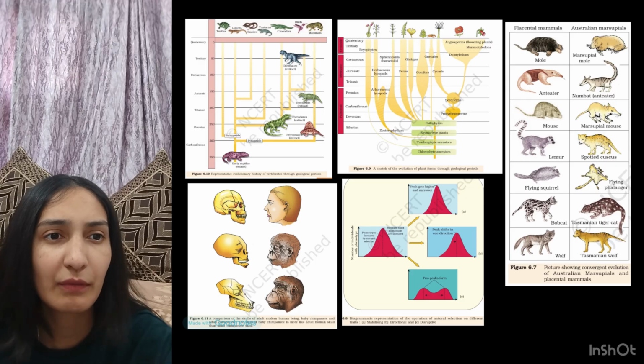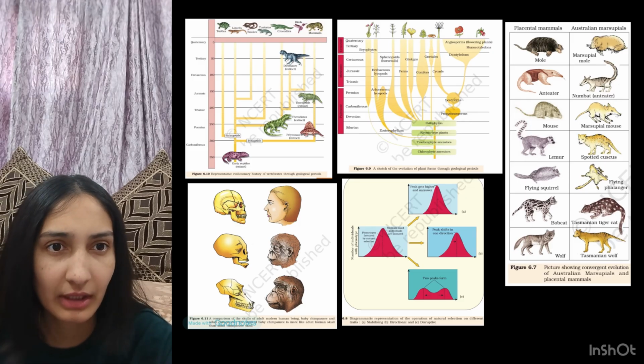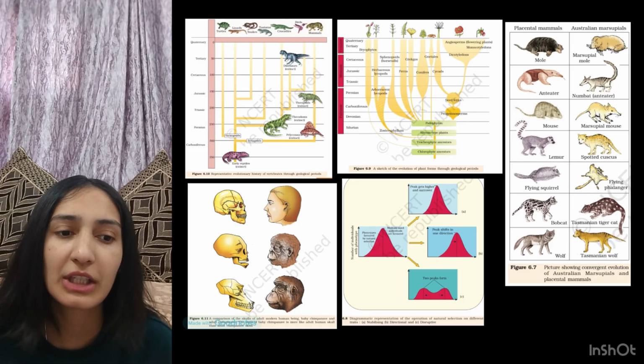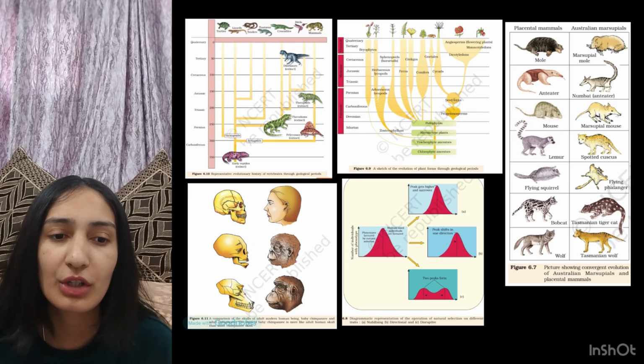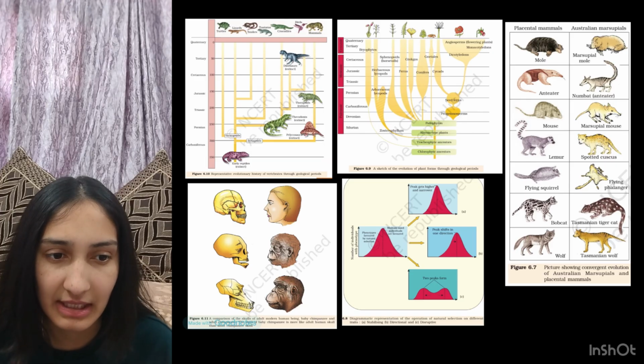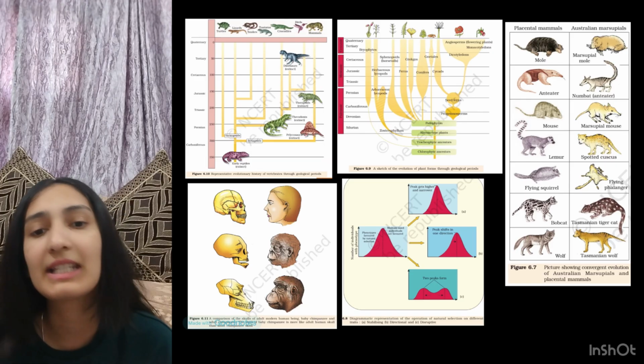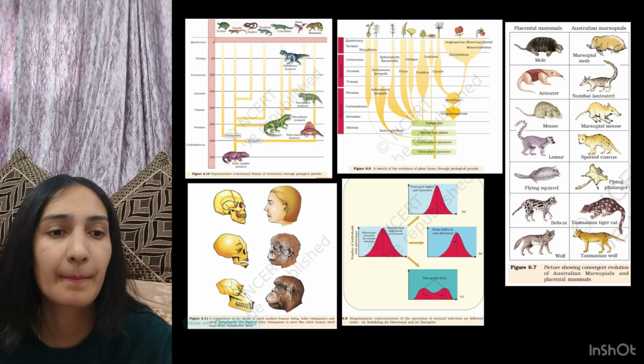Next, in figure 6.9, we can see a sketch of the evolution of plant forms through the geological periods. Okay. Next, figure 6.8 shows a diagrammatic representation of the operation of natural selection on different traits. A is stabilizing, B is directional, and C is disruptive.